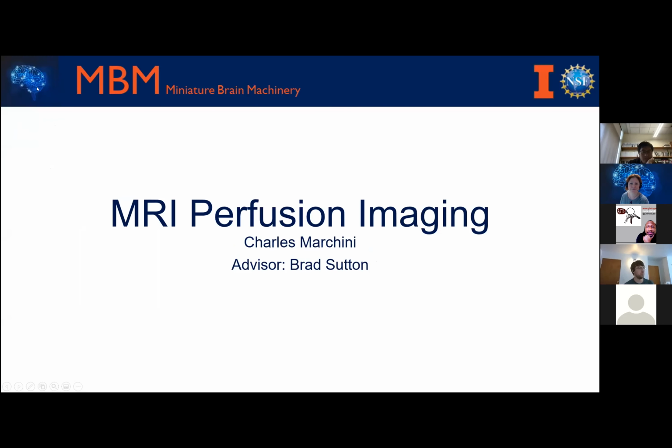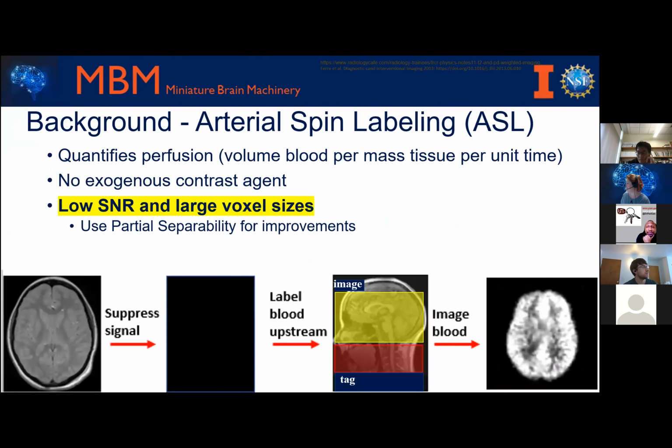I'm Charles. I'm in the Sutton Lab. My project is on MRI perfusion imaging. The method we use to measure perfusion is arterial spin labeling, or ASL. This quantifies the perfusion in physical units, so we can get the volume of blood that enters a given mass of tissue within a specific amount of time. This method requires no exogenous contrast agents.